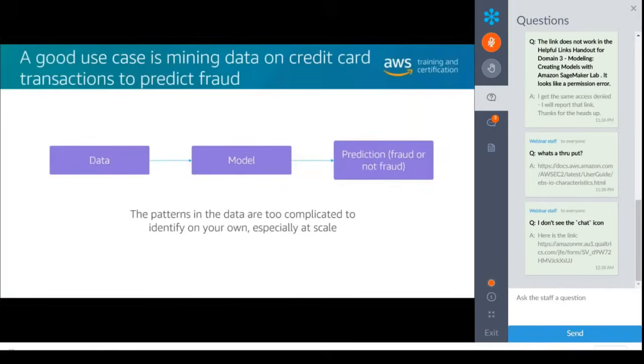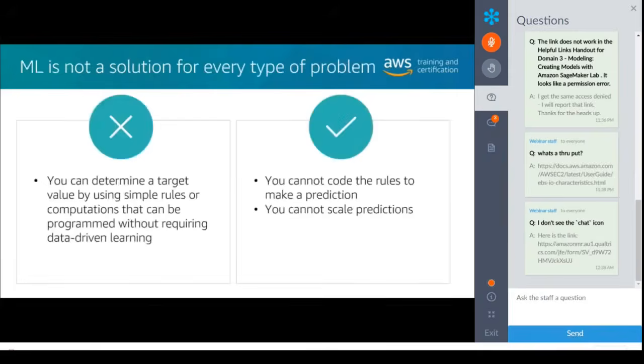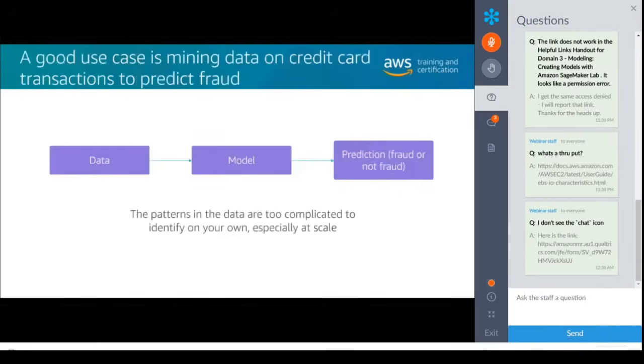A good use case for mining data on credit card transactions is to predict fraud, right? You're mining some data and you build a model on this. The patterns in the data could be complicated to identify on your own, so that's where machine learning might be appropriate. Whereas if it's something like, the larger the house, the more expensive the house, then maybe a simple linear regression might be sufficient. We can get philosophical about the boundary between machine learning and basic statistics, but that's not our goal.